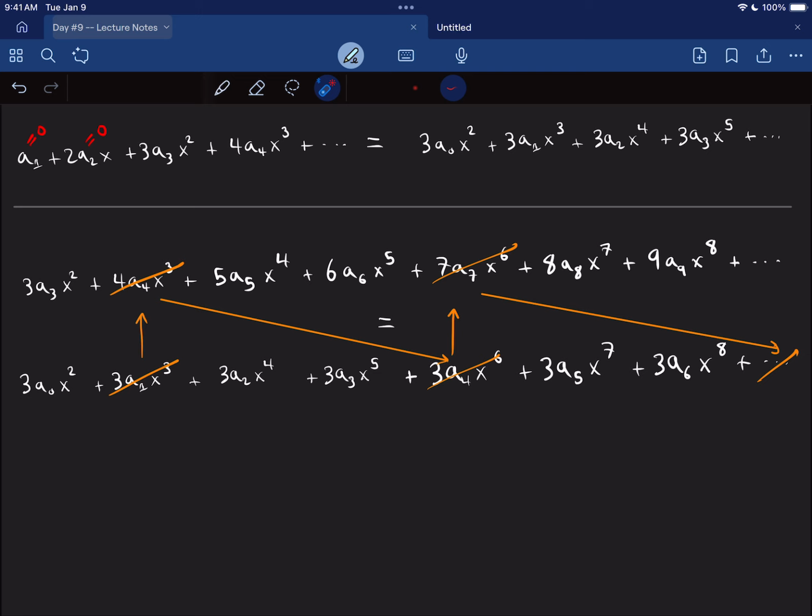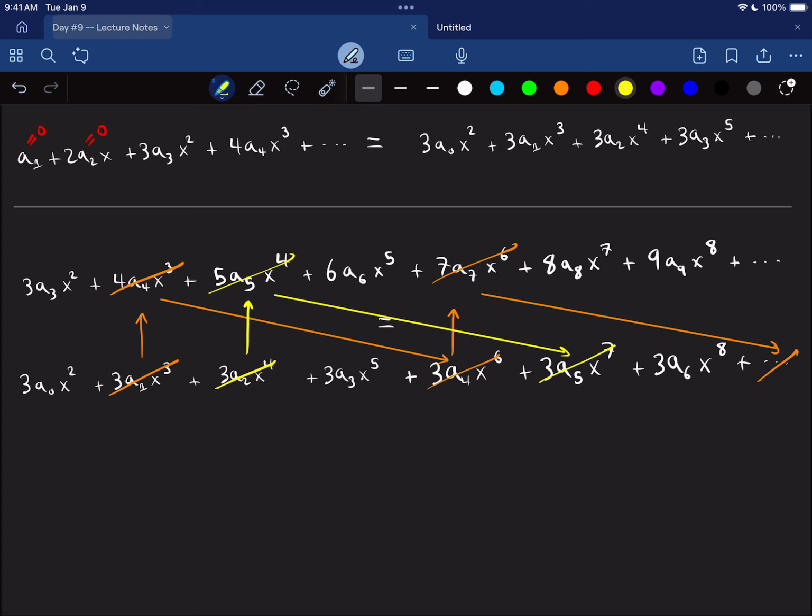And I can do all this again. This is going to start to look a little ugly here, but a2 is 0, right? If a2 is 0, then this term right here, gone. This term with the x to the 4th goes to 0, which again makes this term go to 0. But if that term's 0, that means a5 is 0. So this term over here goes to 0. But if that term is 0, then this term above it is 0. But if that term is 0, so on and so forth. This pattern just keeps going.